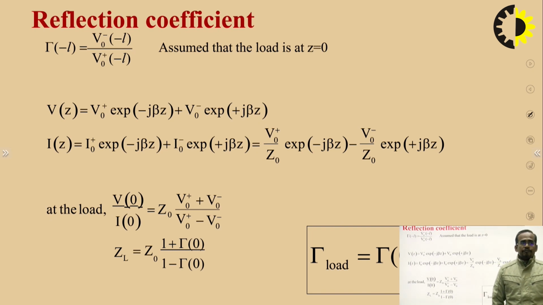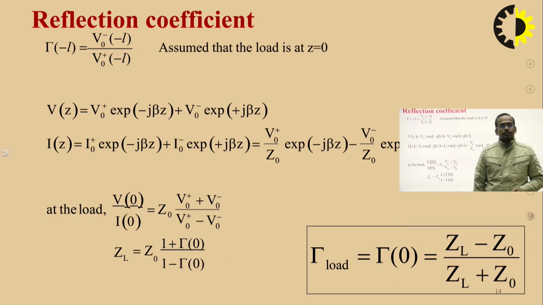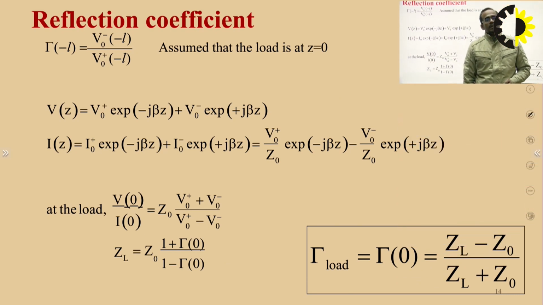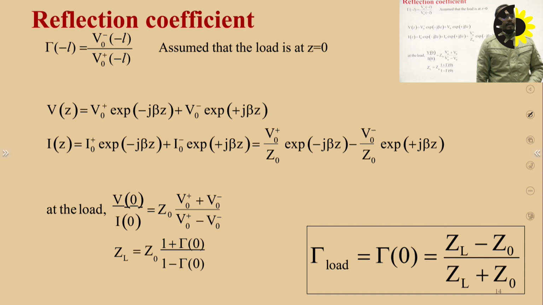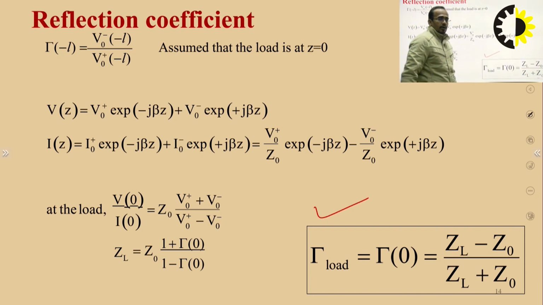So what will be the reflection coefficient? Reflection coefficient is nothing but V naught minus upon V naught plus. We can calculate it by using the voltage and current equation. We can find the value of the reflection coefficient by using the solution of the voltage and current. So what will be the value of this reflection coefficient? Reflection coefficient is nothing but ZL minus Z naught upon ZL plus Z naught.